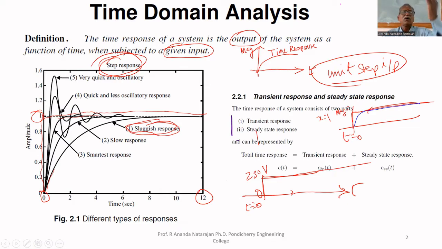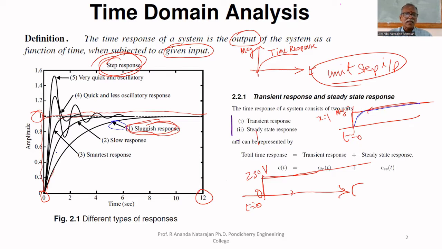The output cannot follow the input instantly. When I give an input to a system, it has to respond to that input, and only after some time will the output come. That's why the response gradually increases and finally reaches 1. So we can call this a sluggish response. Why? It takes a long time to reach the final value for a step input.